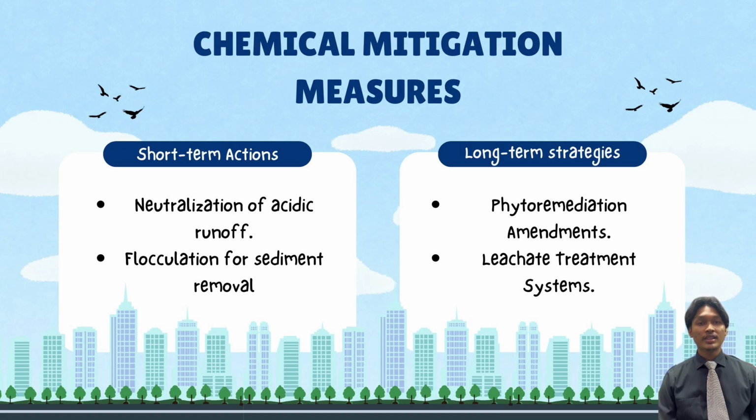Next, we look at chemical mitigation measures to address pollution at the chemical level. We can neutralize acidity using an alkaline agent like lime to remove heavy metals. We can also consider flocculation. Coagulants like chitosan help settle sediment in water bodies. For long-term strategies, we can use biochar or compost to immobilize heavy metals in soils. We can also construct wetlands to treat pollutants over the long term for leachate treatment.